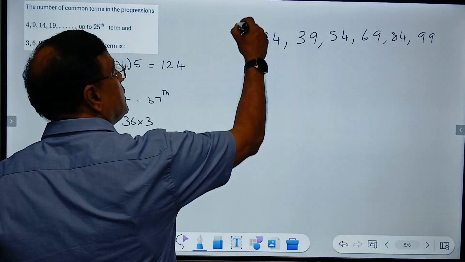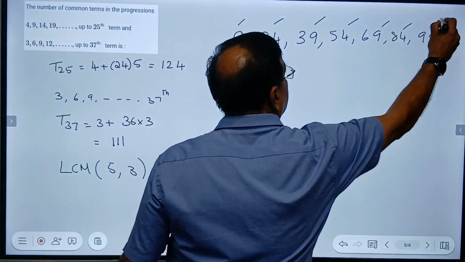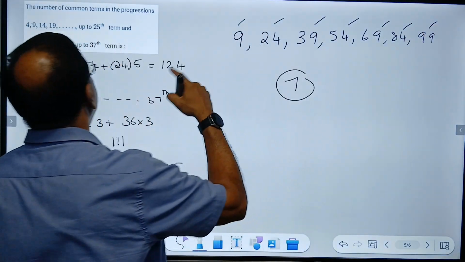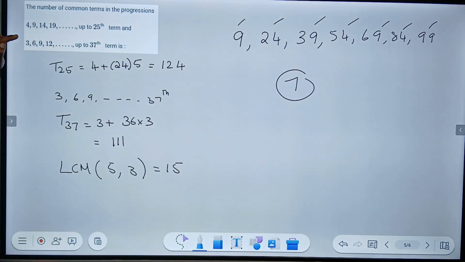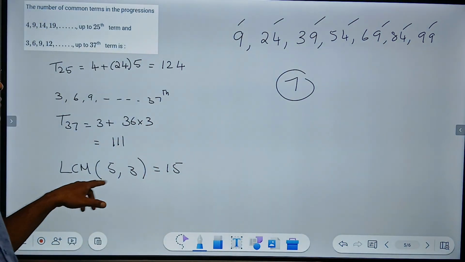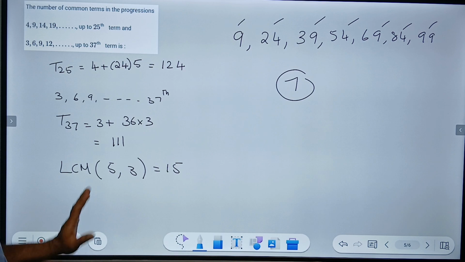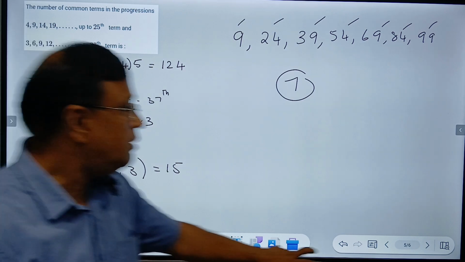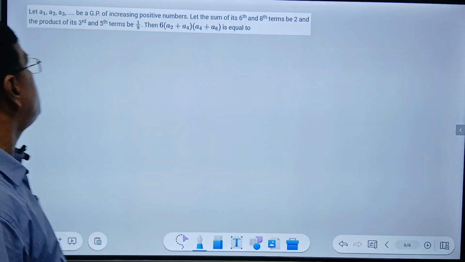So how many numbers are there? 1, 2, 3, 4, 5, 6, 7. So there are 7 common terms in both. Simple, isn't it? Very, very simple question. Something different, where I use the idea of LCM and do the problem. You understand that? Now let's go to the last problem for the day.